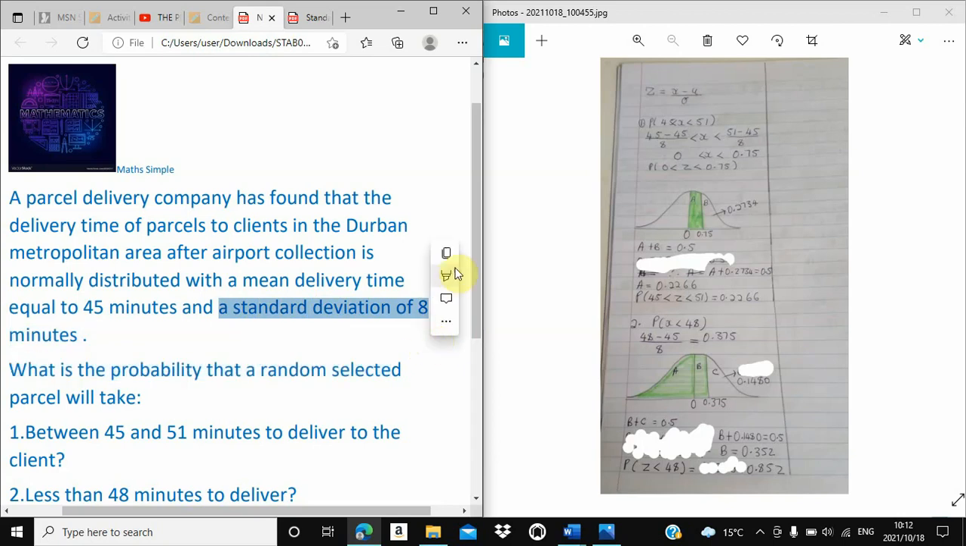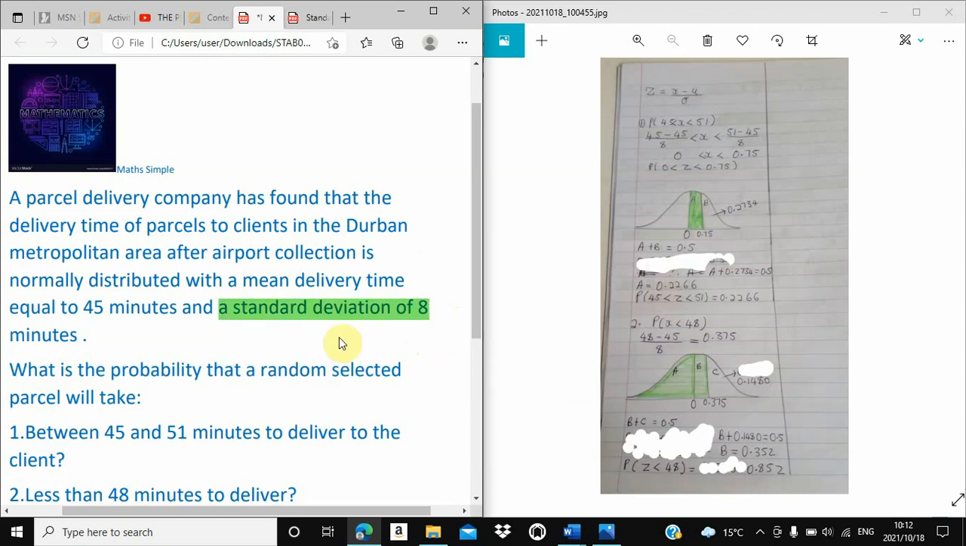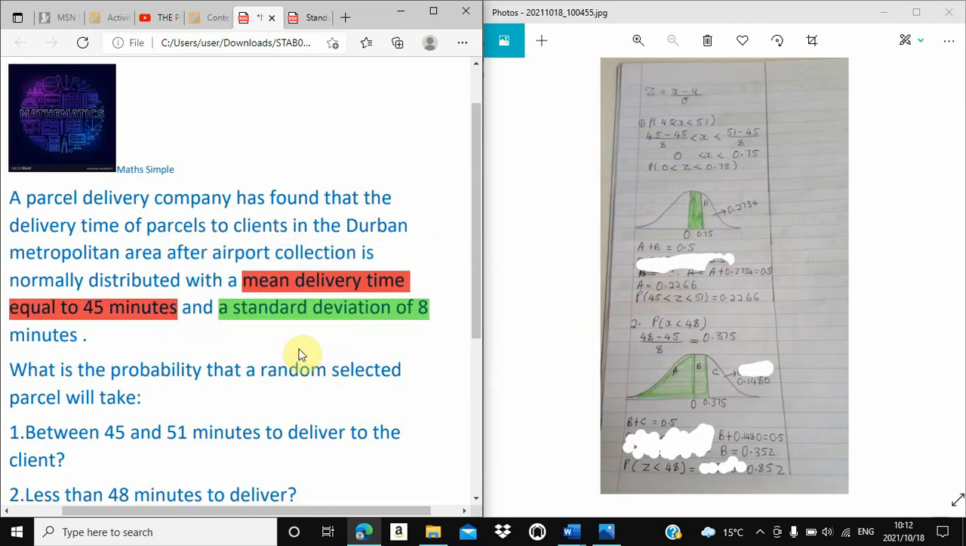From there, let's make it green. We have standard deviation is 8 minutes. Our mean delivery is 45 minutes. Let's make it red. So these are our two major things that we know. We know mean is 45. Standard deviation is 8. Here comes the question.